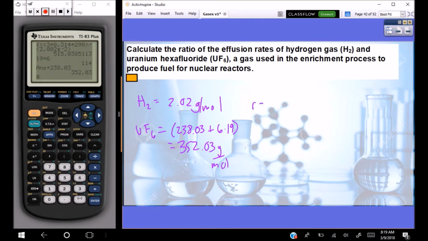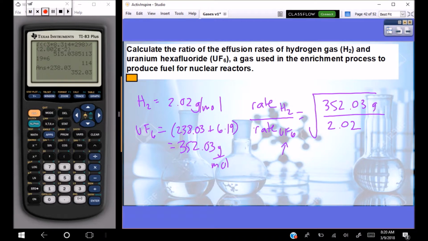UF6 is very, very large in comparison to hydrogen gas, so we expect that the rate for hydrogen gas would be a lot faster. Then I want to plug in my masses, and remember it's the mass of B over the mass of A. So I've got 352.03 divided by 2.02 grams per mole.